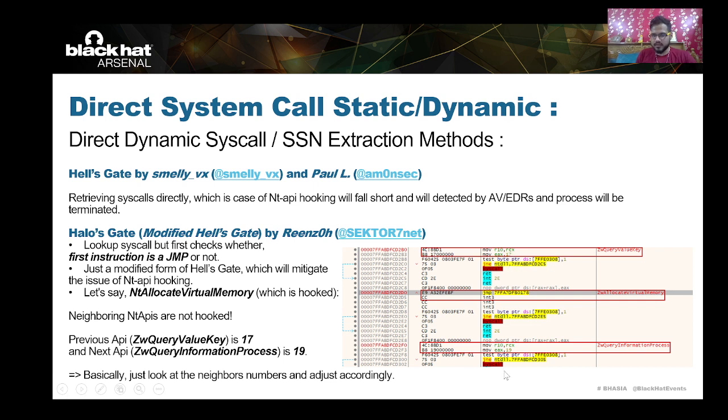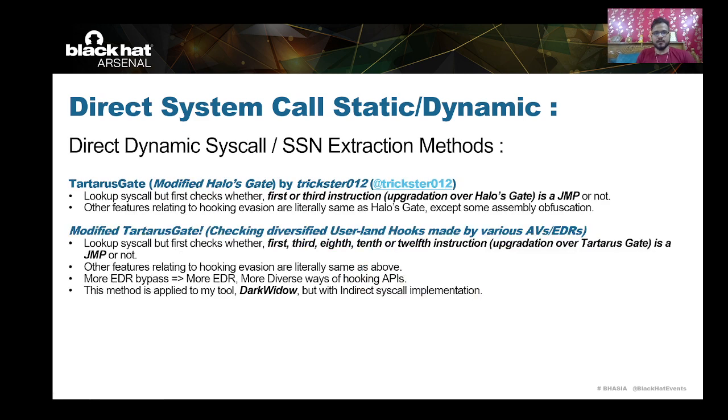In this case 17, in this case 19. So what it would do is 17 plus 1 becomes 18, and 19 minus 1 is equal to 18. So the SSN of ZwAllocateVirtualMemory will be 18. In this way, SSNs are retrieved or calculated.